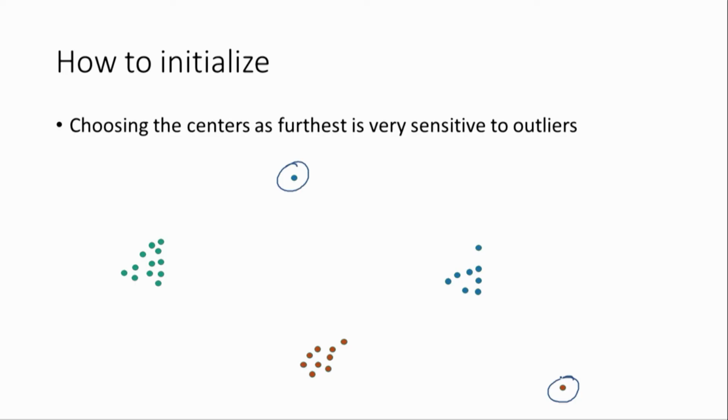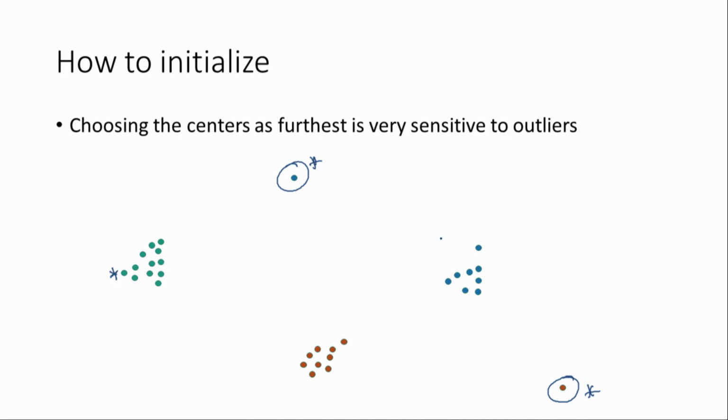In case of outliers, this would be a problem. Suppose we happen to have an outlier here, and another here. By definition of outliers, when I choose the first center here, the second center might be chosen here, and the third center might be chosen here. It might be that it engulfs both of these two, and so on. This is not very robust in the case of outliers.